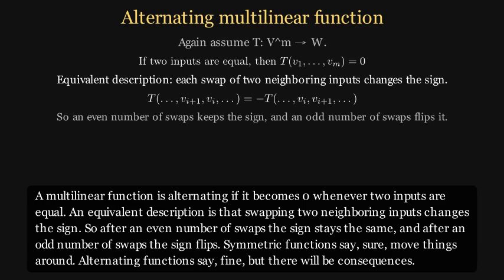A multilinear function is alternating if it becomes zero whenever two inputs are equal. An equivalent description is that swapping two neighboring inputs changes the sign. So after an even number of swaps the sign stays the same, and after an odd number of swaps the sign flips. Symmetric functions say, sure, move things around. Alternating functions say, fine, but there will be consequences.